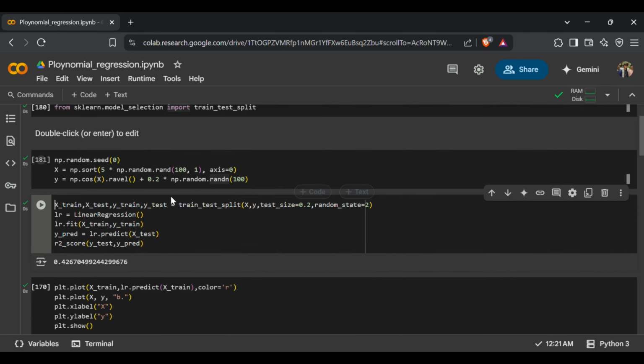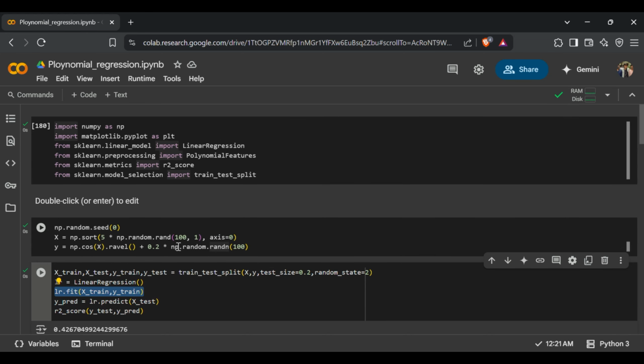Okay, I will show you in the later part of the video. The next step is I have split the training and testing data. You can see here I split the training and testing data, imported the linear regression model, and used lr.fit with x train and y train, and predicted.